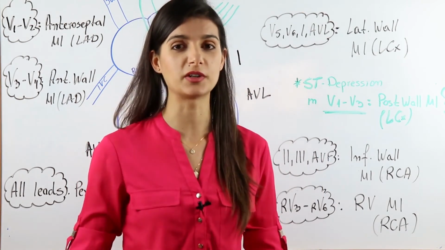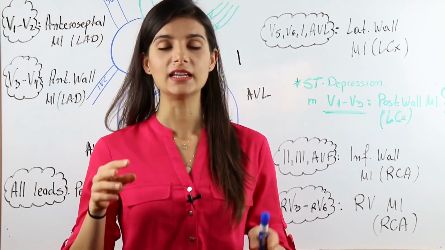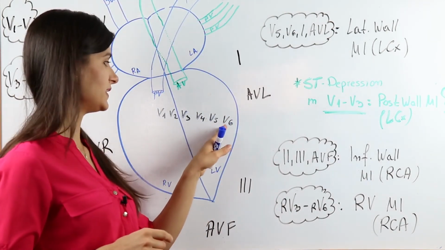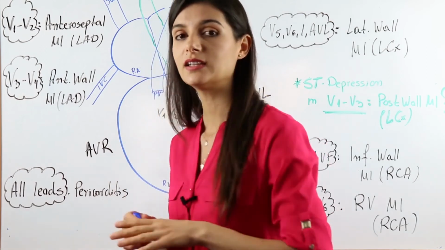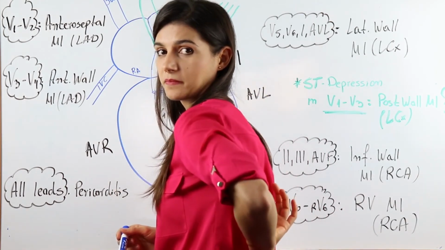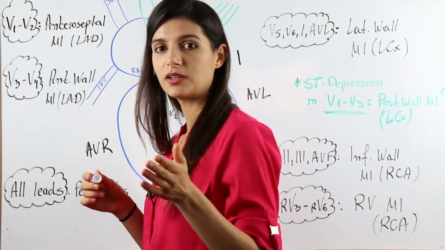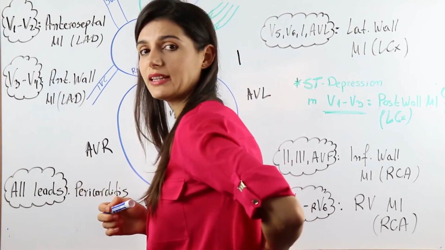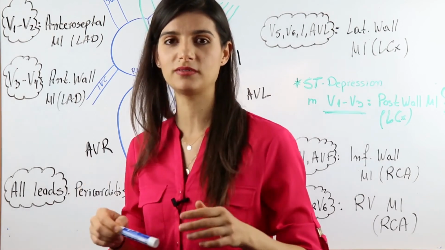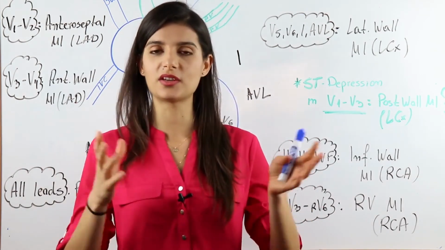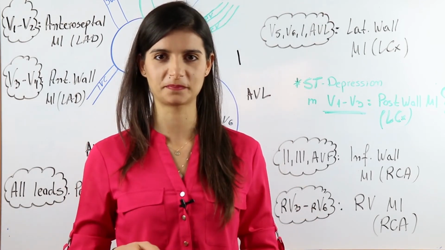And in order to confirm it, you have two methods. The first is taking the chest leads V4, 5 and 6 and placing them under your left scapula, thus becoming V7, 8 and 9 leads. And in this way they will be directly facing the posterior wall of the left ventricle. And if you find ST elevations there, you have confirmed posterior wall MI.